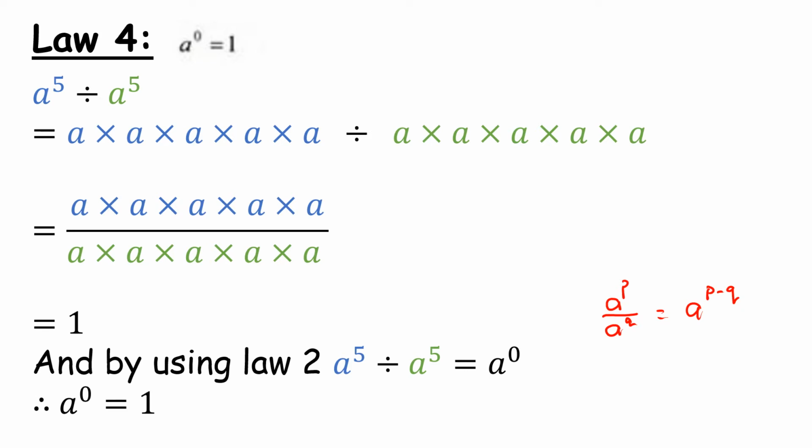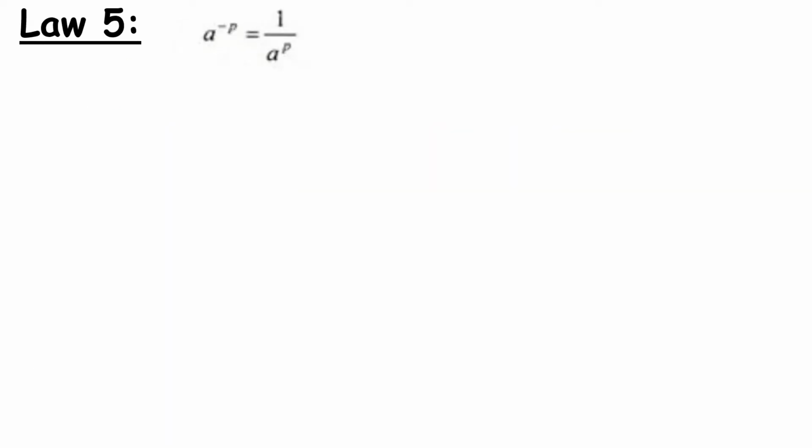So we've worked that both ways. What I would say as a way to try and remember this is that a to the power of 0 is basically the answer for any number divided by itself. And that is why we get it equal to 1. So if you had 3 to the power of 0, basically you had 3 to some power divided by itself, which gave us 1. Now let's take a look at Law 5.